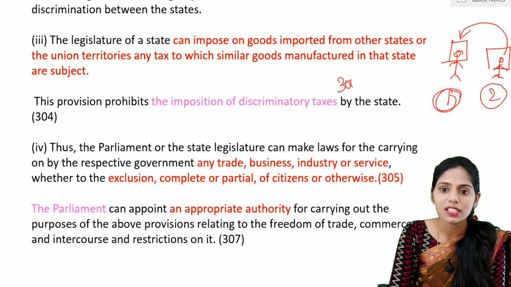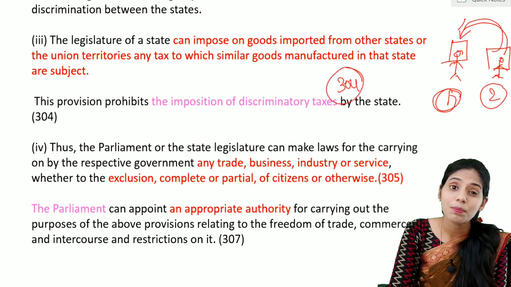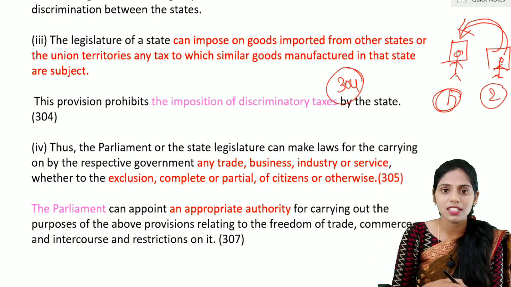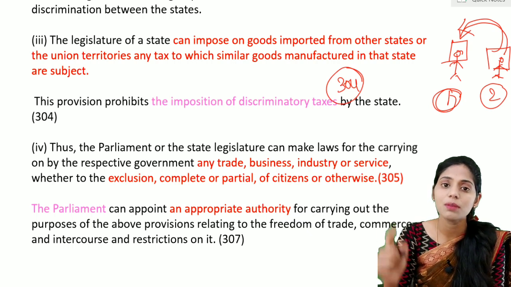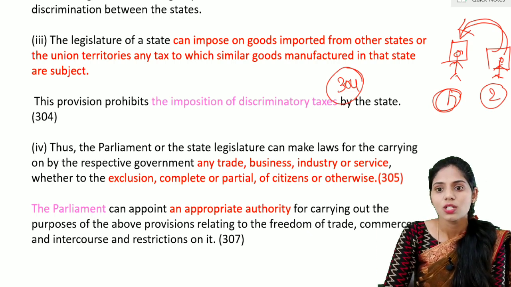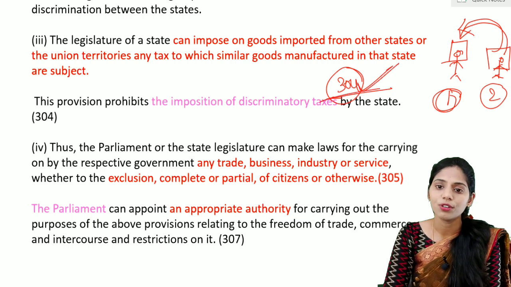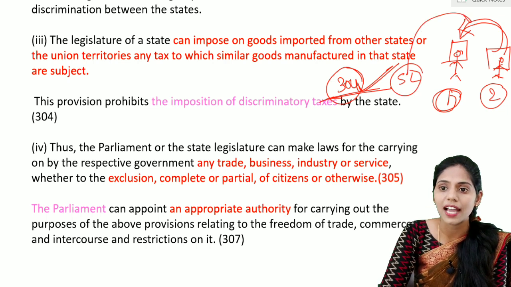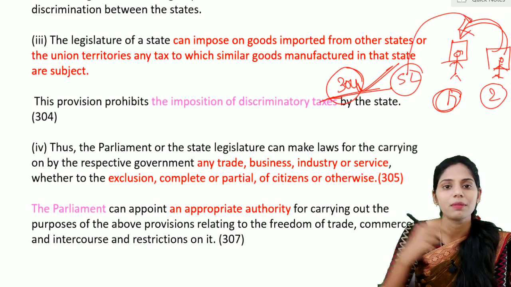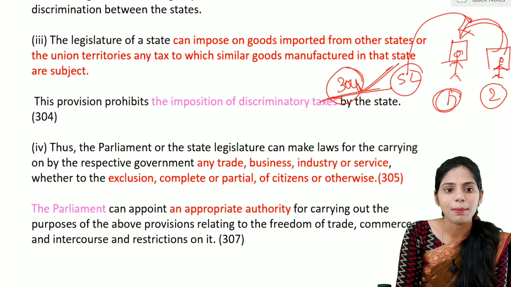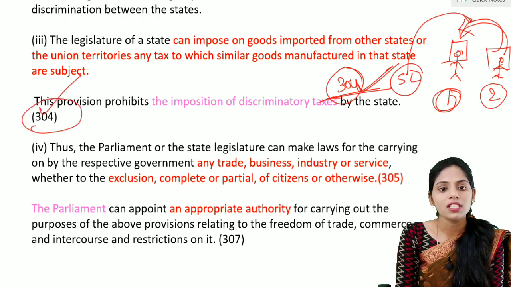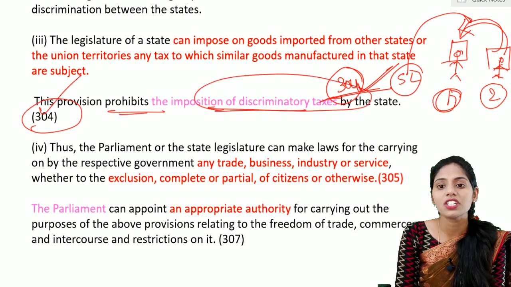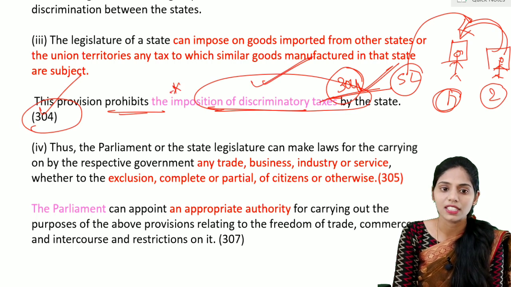So according to Article 304, whenever goods that are already manufactured in that state are imported from another state, the state legislature has the power to impose a tax on the product imported from the other state. Okay. So this is about Article 304. This provision also prohibits the imposition of discriminatory tax by the state. So this is one important exception here.